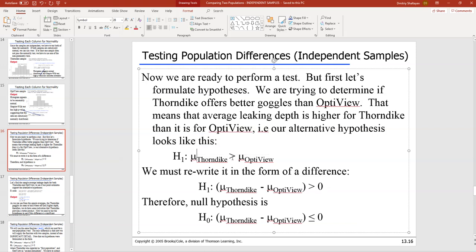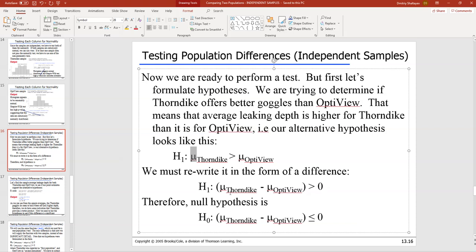If the first average is higher than the second average, that's my hypothesis, right? I can simply subtract the second average from both sides. I'm going to get that the difference is positive. First is higher than the second is the same thing as to say first minus the second is greater than 0. So my hypothesis that the average for the Thorndike is higher than the average for the OptiView is the same thing as average for Thorndike minus the average for the OptiView is greater than 0. So that's what I'm testing.